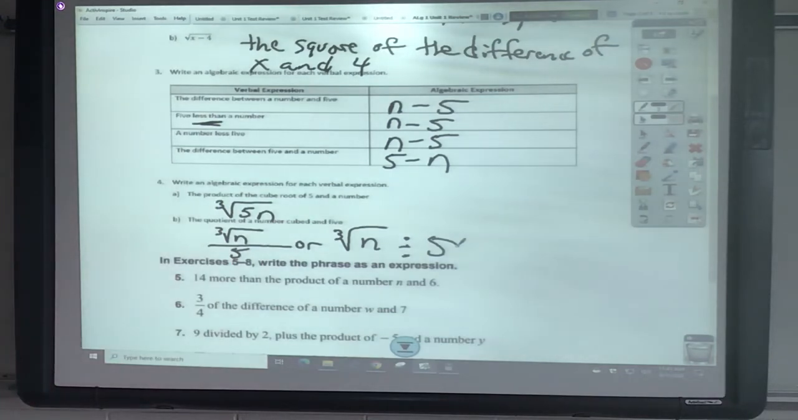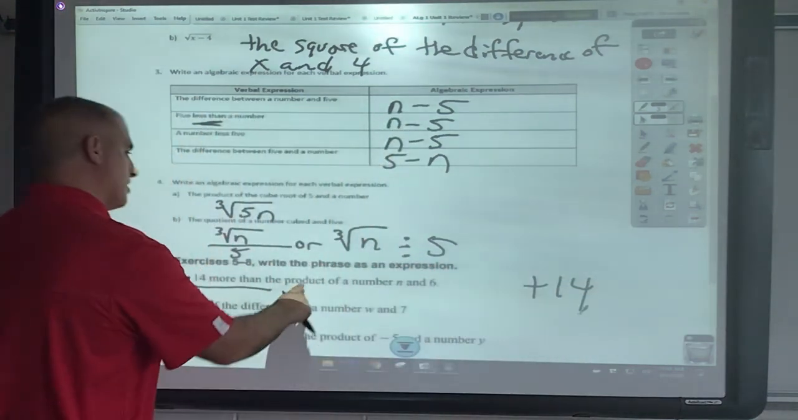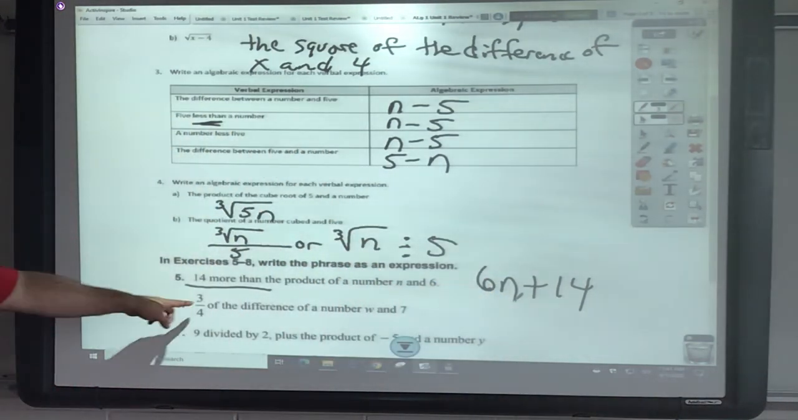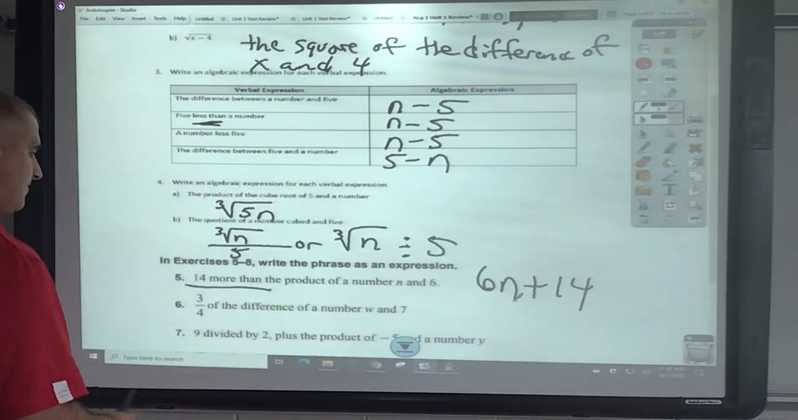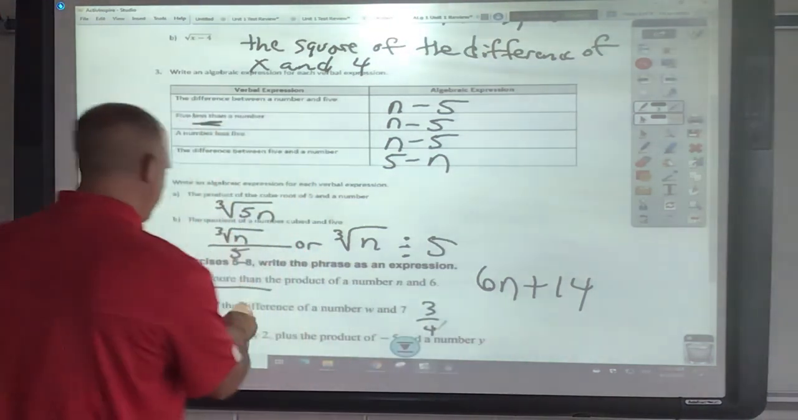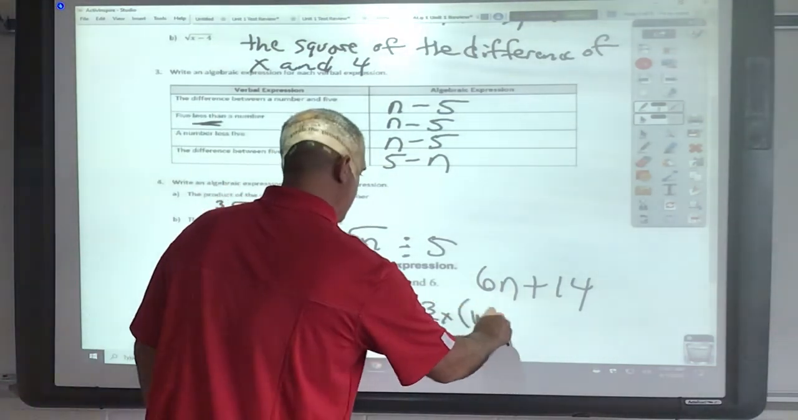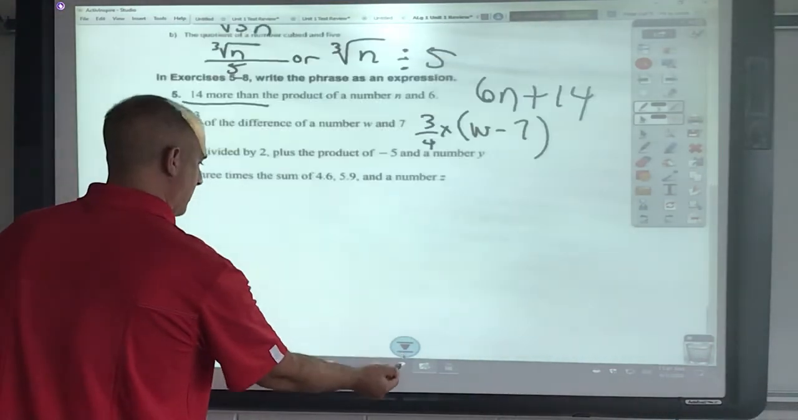Okay? 14 more than the product of a number and 6. So 14 more. That more than flips that around, so that's over here. The product of a number and 6, so this would be like 6n. 3/4 of the difference of a number w and 7. So 3/4 of means multiply. The difference of a number w and 7. So it's like that quantity deal.